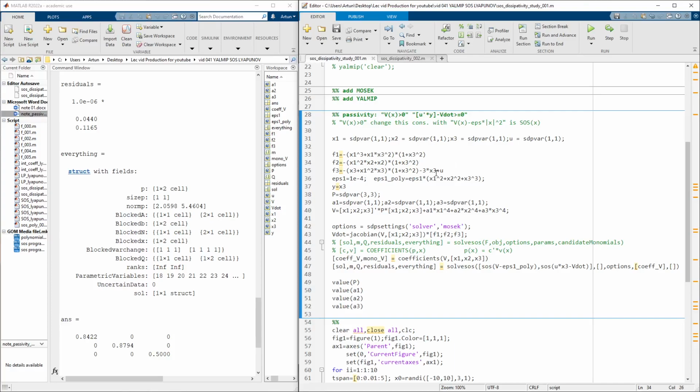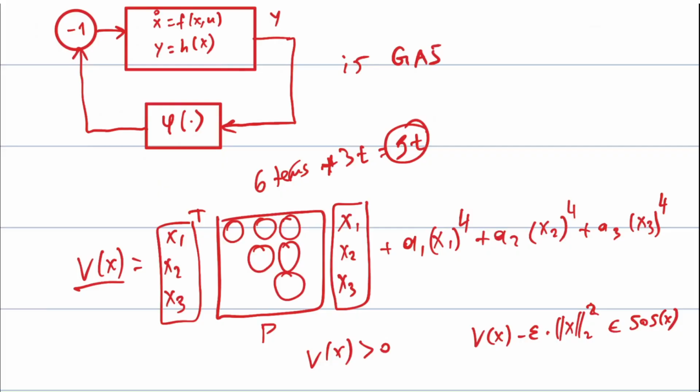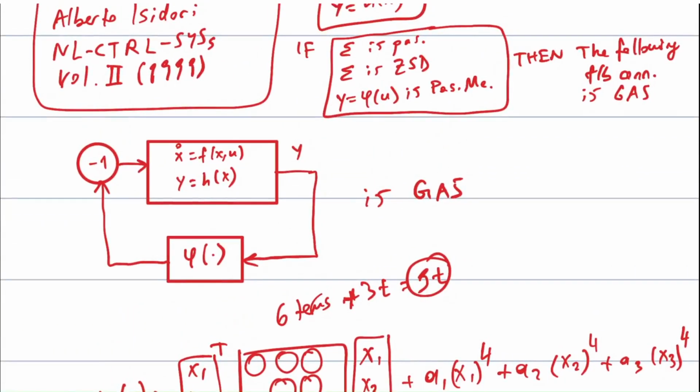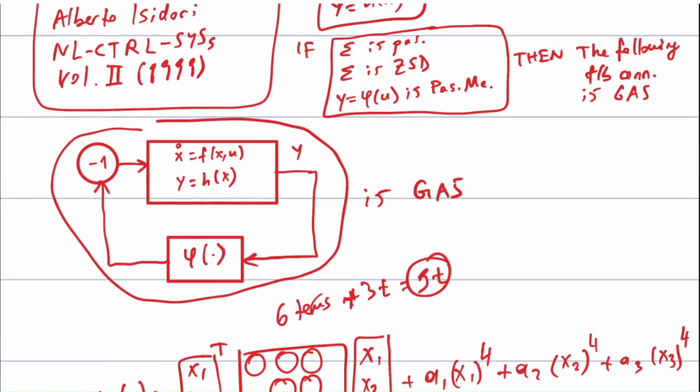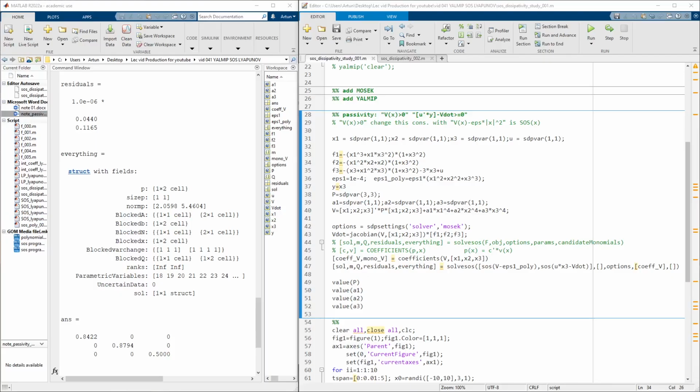Okay, and all right, let's go back to our board. This is what I'm talking about. And as a static function, we will use something like this, the arctangent function. We will employ that. And okay, let's go back to MATLAB.